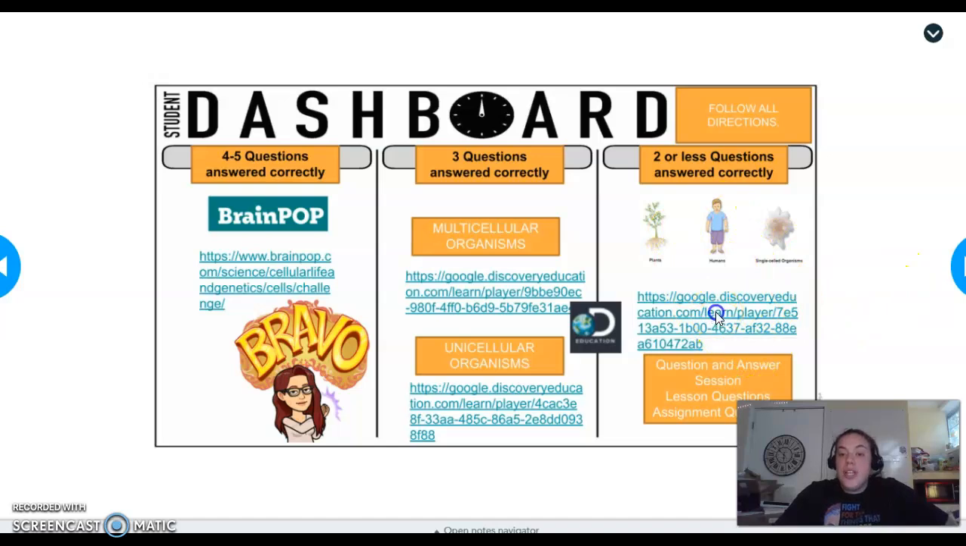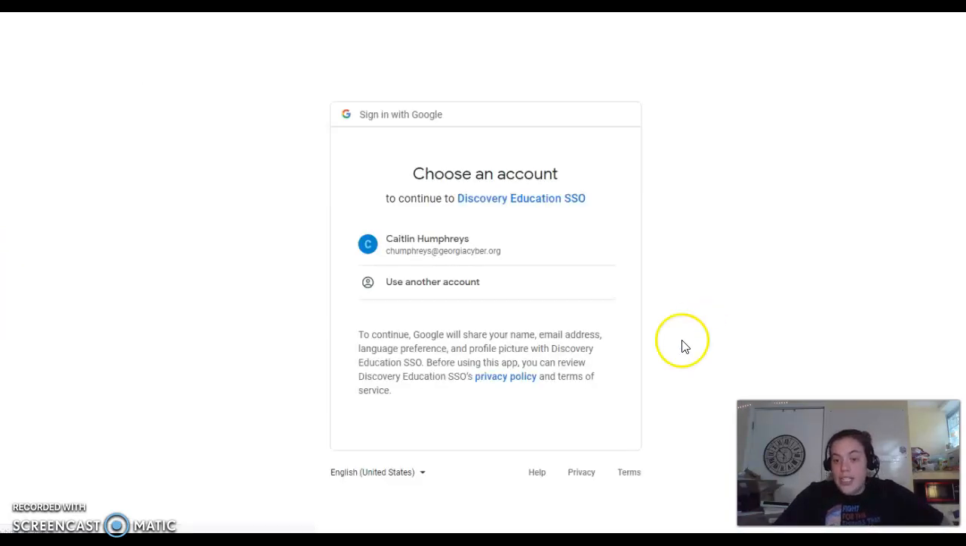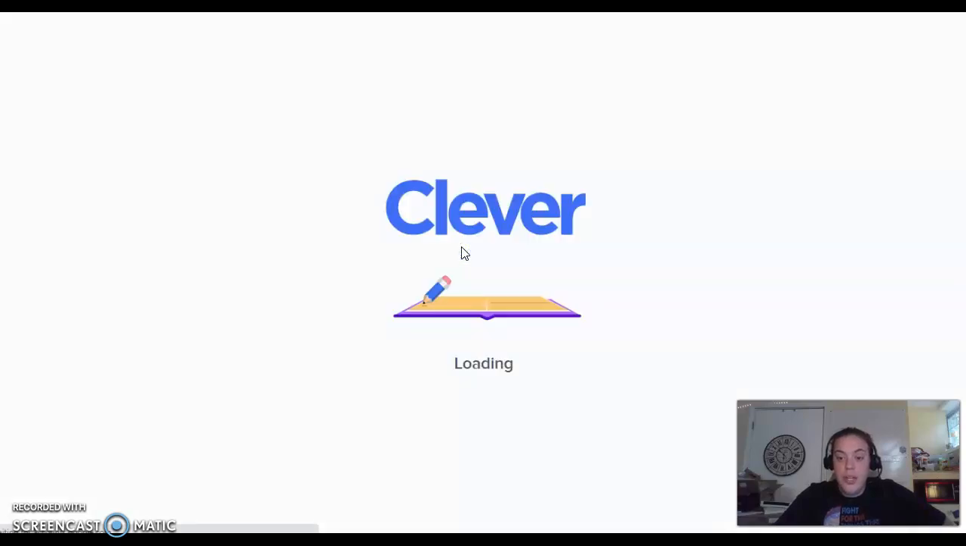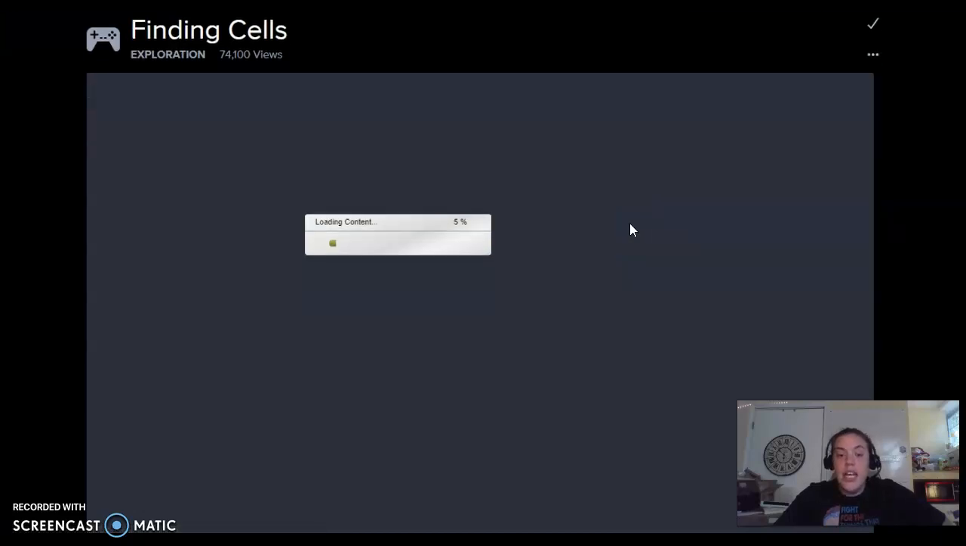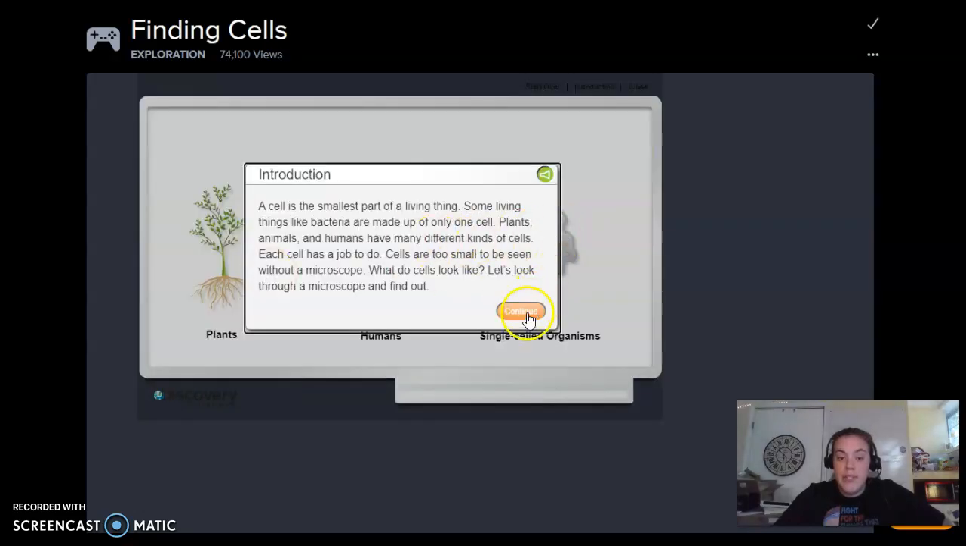Our breakout room was a really fun activity, and I love the Discovery Ed simulation. What we're looking at here is different kinds of cells that we just discussed. You can play around with a simulation of single-celled organisms, plants, and animals, just like we talked about today: bacteria, animals, and plants. A cell is the smallest part of a living thing. We learned that some living things like bacteria are made up of one cell. What do we call that? Unicellular. Plants, animals, and humans have very different kinds of cells. Each cell has a job to do. Remember, specialization is our key word.